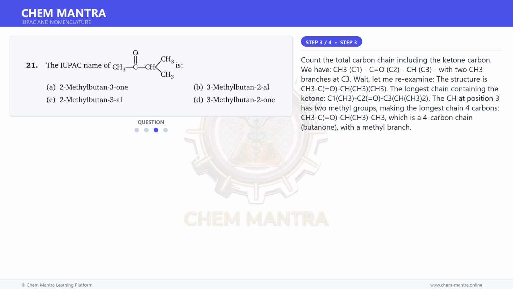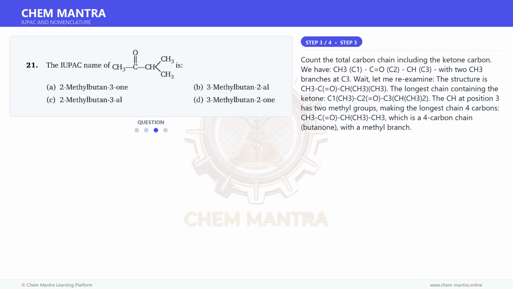Count the total carbon chain including the ketone carbon. We have CH3, C1, C=O, C2, CH, C3, with 2 CH3 branches at C3. Wait, let me re-examine. The structure is CH3, C=O, CH, CH3, CH3.